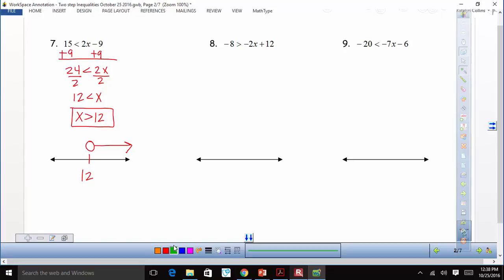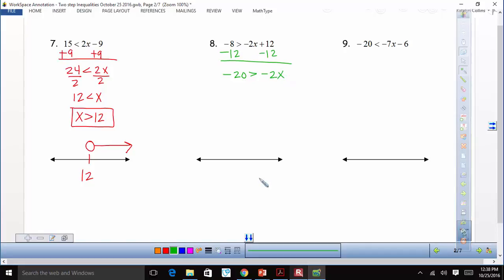Okay, so let's do another one like that, because it wasn't just one person that messed that up yesterday. It was a couple. So in number 8, what would we do first to get x by itself? X is on the right-hand side, so we'd subtract 12. Very good. That gives me negative 20 is greater than negative 2x.